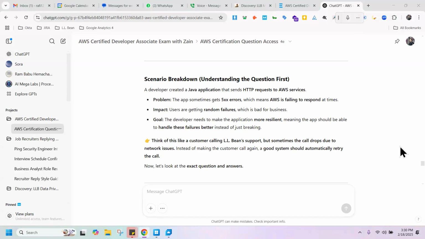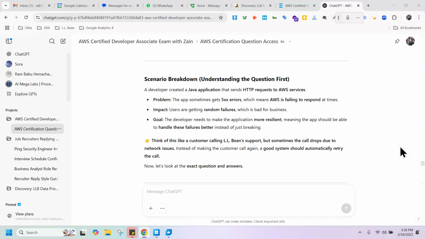Okay. And this problem actually impacts us because if the website is going to be down and it gives the user a 5xx error, that means it gives the user a bad experience, right? Because your website is crashing, with random failures, and that's really bad for business, right? And the third is the goal. The development needs to make the application more resilient, right?